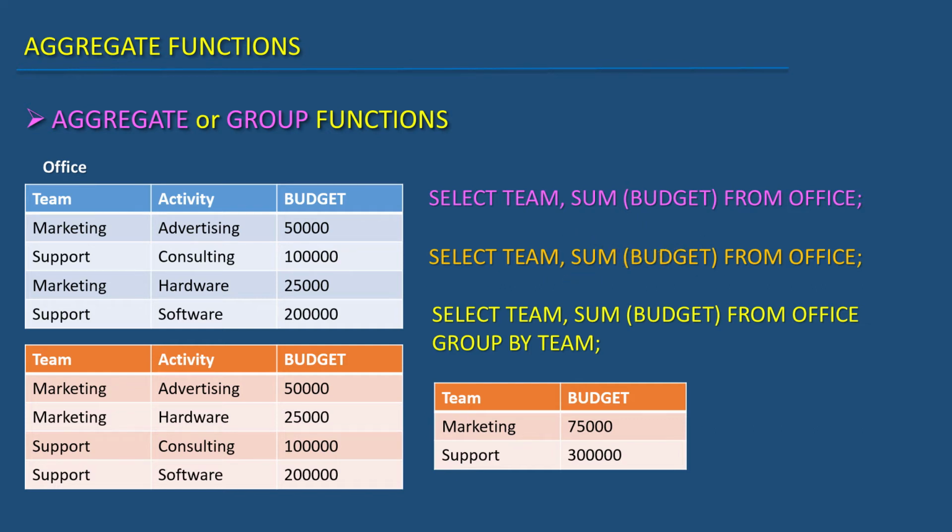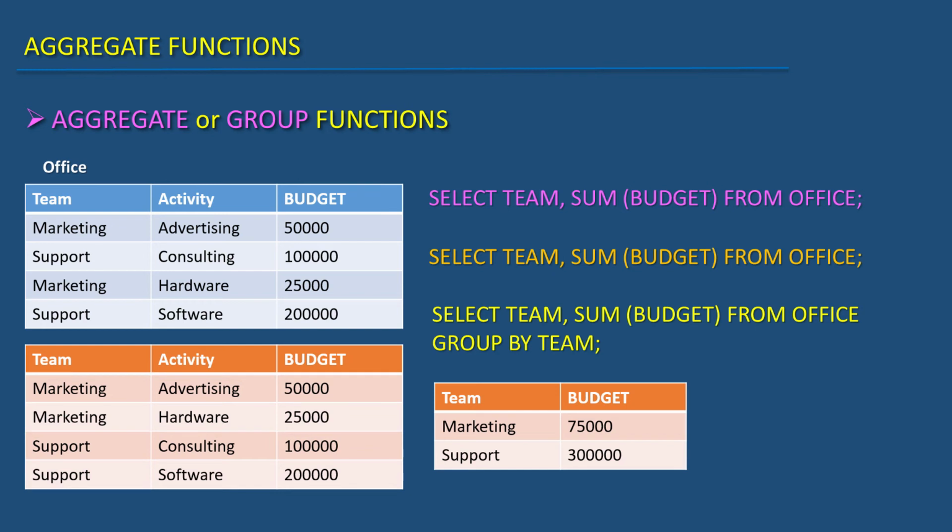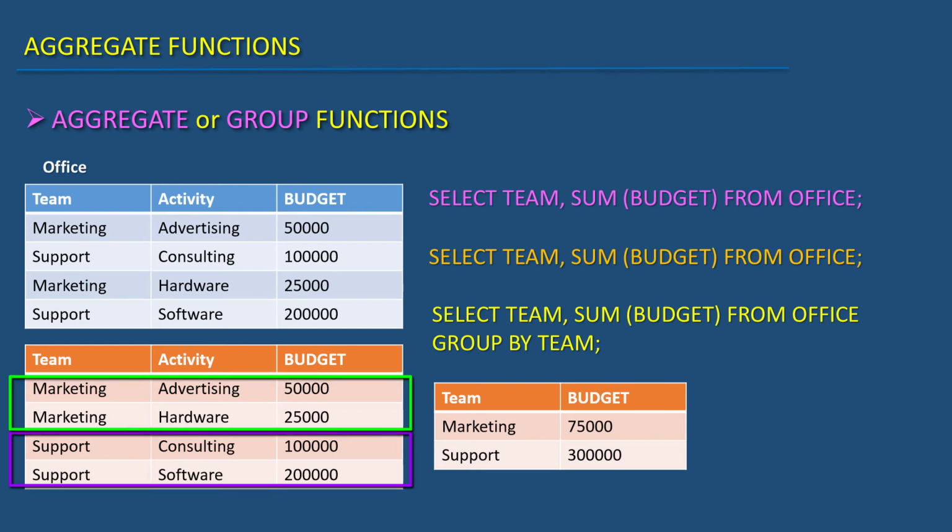Now I modify the SQL. Here I tell Oracle that I need the sum of the budget column, but not for the entire set of rows. I want you to group those rows into subgroups by the column team. Then add the rows of budget for those subgroups and bring me the result for each group. So here the rows will be grouped based on the values in the team column. One group for marketing, one group for support.